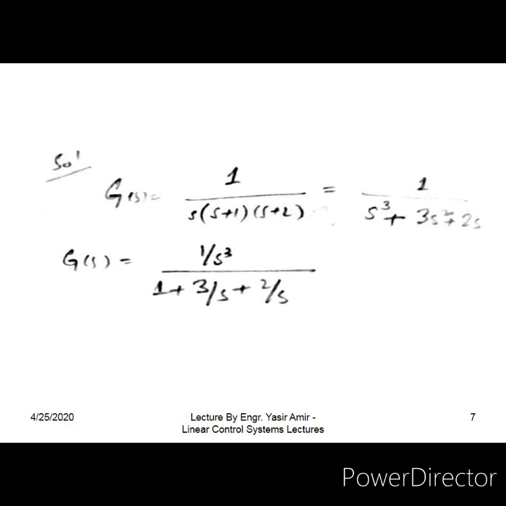Now let's solve this example. You can see that we have the plant's transfer function 1/(s(s+1)(s+2)). So open the bracket in the denominator and we get 1/(s³+3s²+2s). Now multiply and divide by s³ so that we convert it into the form of integrators. In the next step, we will make the simulation diagram from this transfer function. Once we have the simulation diagram, we will make the state variable model, and then the working of this problem will start.